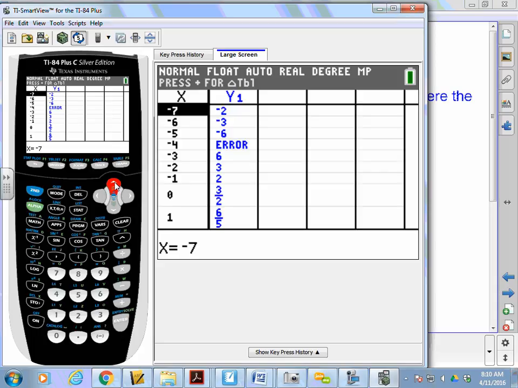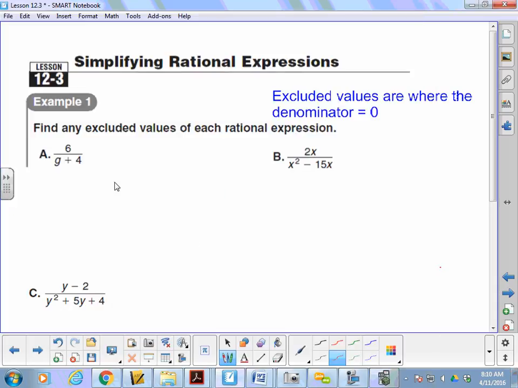The denominator can't equal 0. Because when x equals -4, if we put -4 in here, we get 0, and we know that we cannot divide by 0. So in this case, the excluded value is -4. That's how we're going to write it: excluded value is -4, because that's where the denominator is equal to 0.